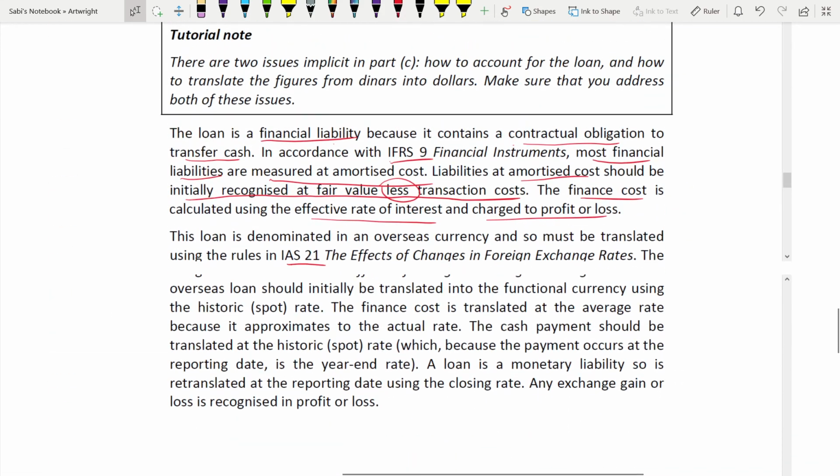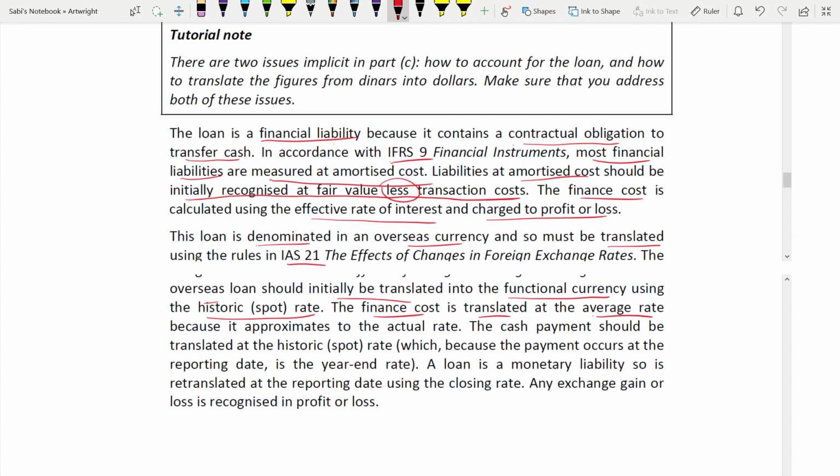So now, remember this loan is denominated in what currency? Overseas currency. So you have to translate it using the rules of IAS 21. You have to convert it into the functional currency. So this overseas loan should initially be translated into the functional currency using the historic spot rate. And what about the finance cost? The interest? Translated at average rate. Remember, finance cost is an expense.